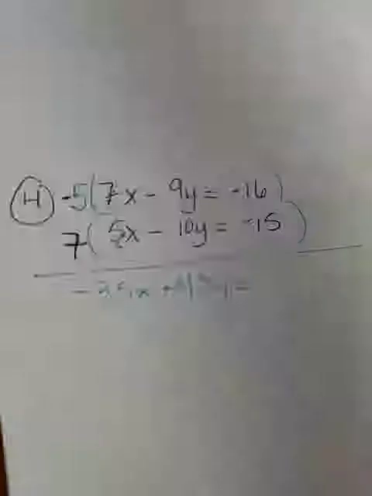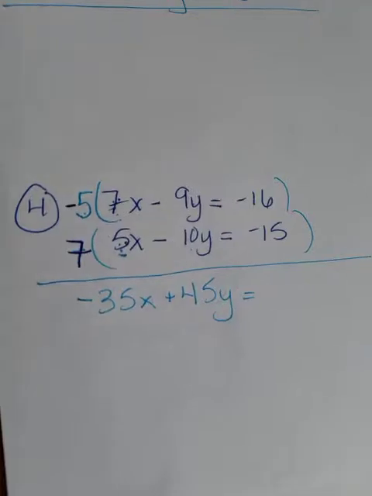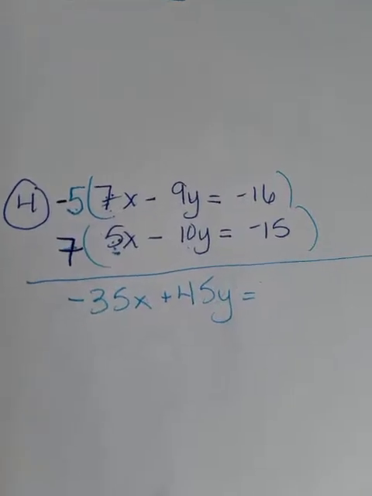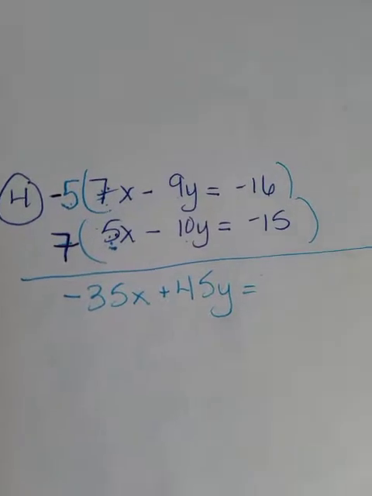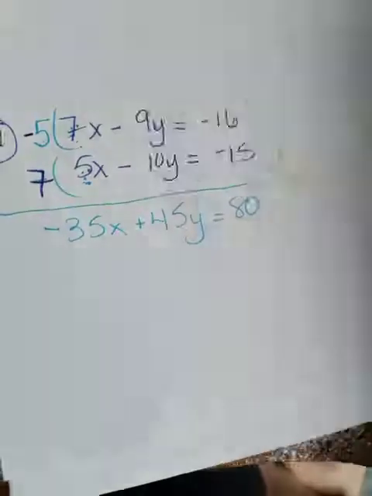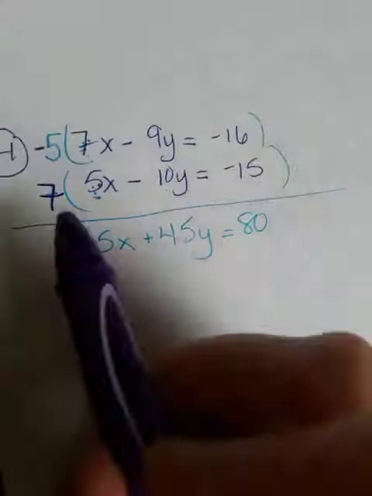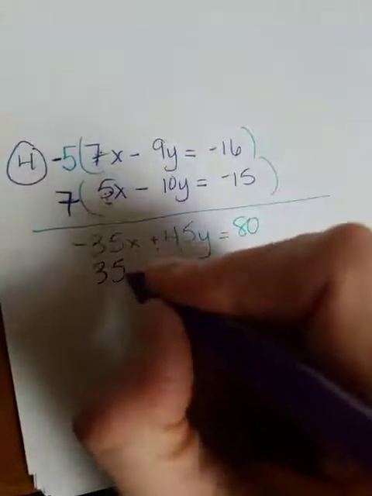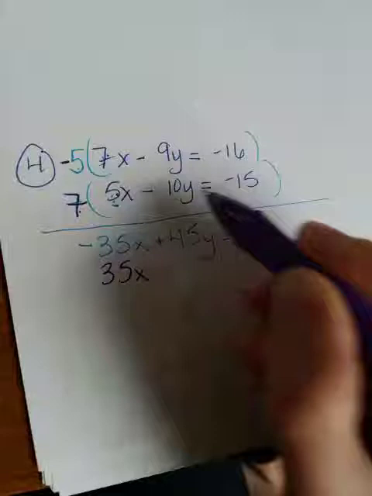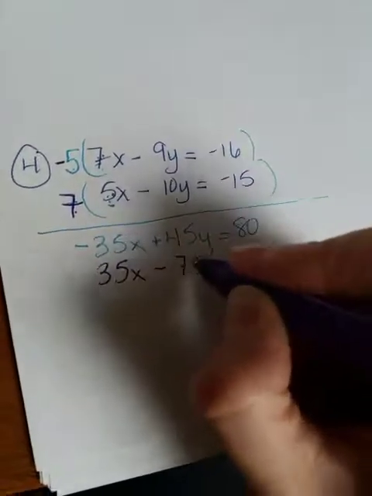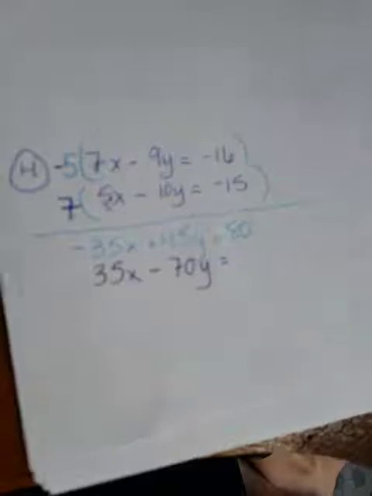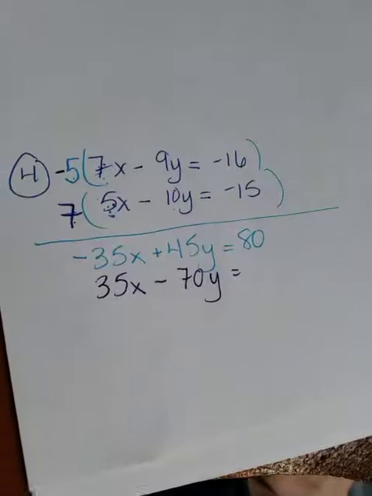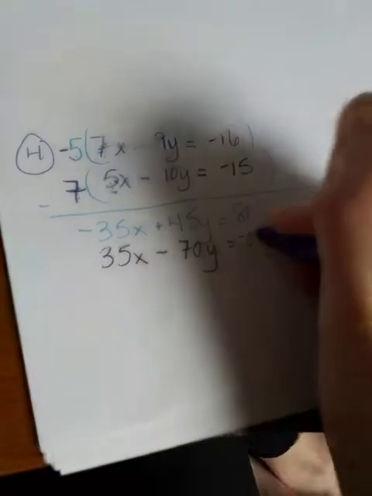And now, you might need your calculator for this. You got to do -16 times -5, that's going to be +80. Now we're going to go to our second equation. 7 times 5x is 35x. 7 times -10y is -70y. And -15 times 7 is -105.